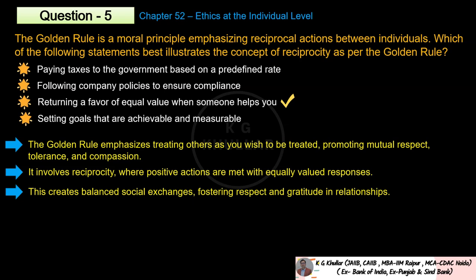The next option B, that is following company policies to ensure compliance, is a formal requirement for adhering to rules but lacks the human interpersonal relationship of reciprocity. Lastly, option D, that is setting goals that are achievable and measurable, focuses on self-improvement and goal setting, which does not involve interaction or reciprocity between two parties. Thus, option C best represents the concept of reciprocity within the golden rule framework, thereby emphasizing the moral balance of giving and receiving in social relationships. So friends, I hope this explanation is clear to you.